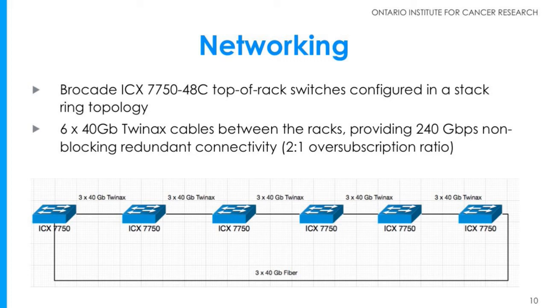Networking, we use Brocade switches, top of rack. They have a nice ring stack feature that allows you to have basically non-blocking ports in a ring. So if you lose 3 cables going from rack 3 to rack 4, traffic can still pass on the other side. And they use very inexpensive twinax cables, so no need for optics.